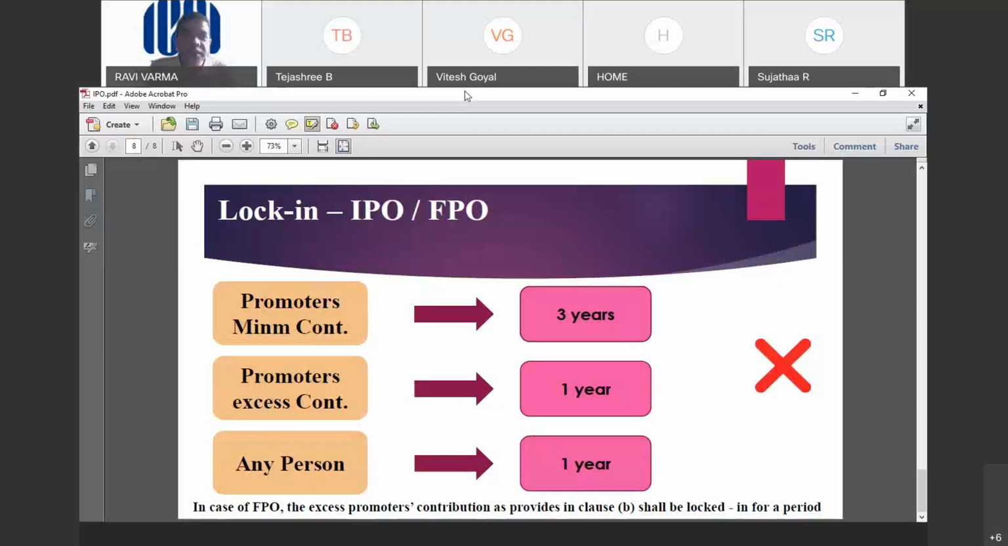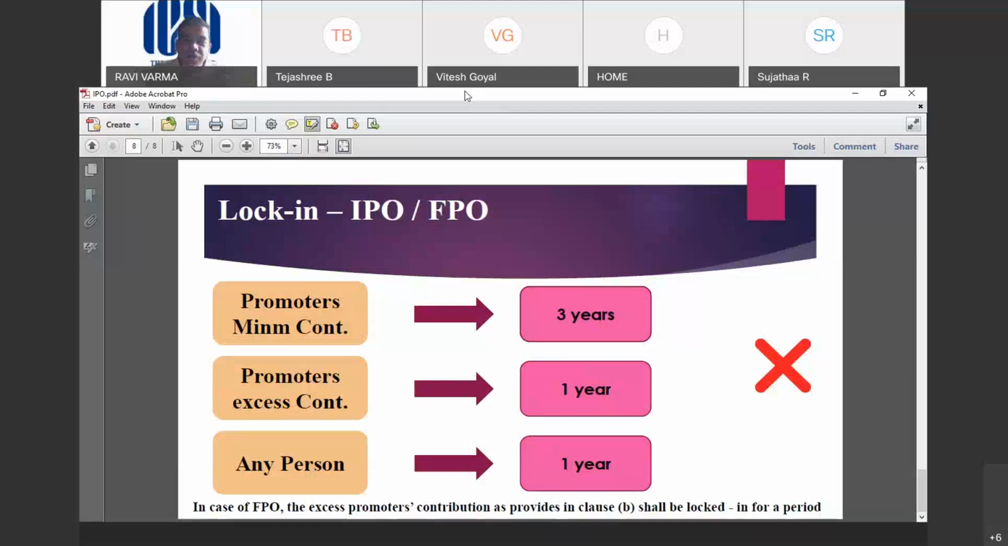And for all investors, as on the date of IPO, when they come out, it will be for a period of 1 year. Because, for example, today there are 10 people in the company and we decided to come out with the IPO. Of course, it should not be like that, that we all immediately after the IPO should shell out our shares.